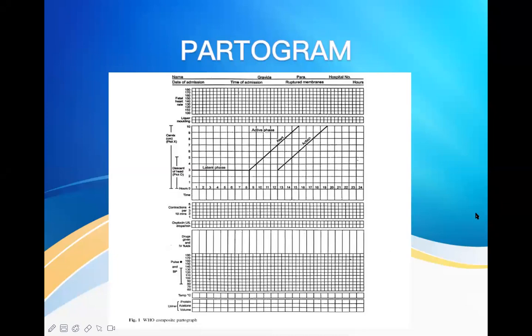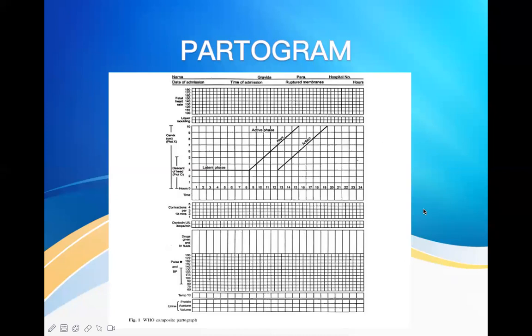Let's talk about a new topic, but it is a very related topic from the management of labor. That is called partogram. Partogram is a graphical representation of the events that happen during the labor, or how we are going to monitor labor. Everything is recorded as a graph or a graphical representation, and that is known as partogram.